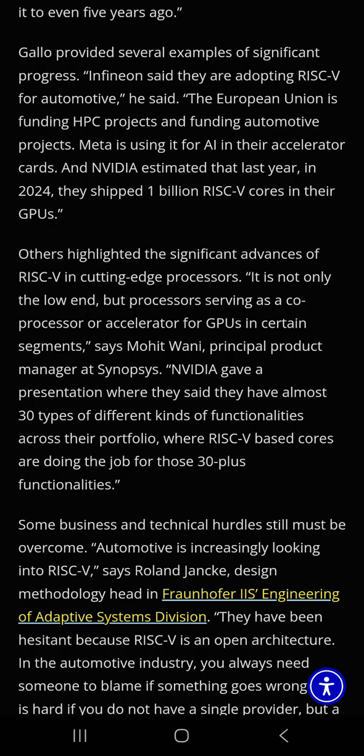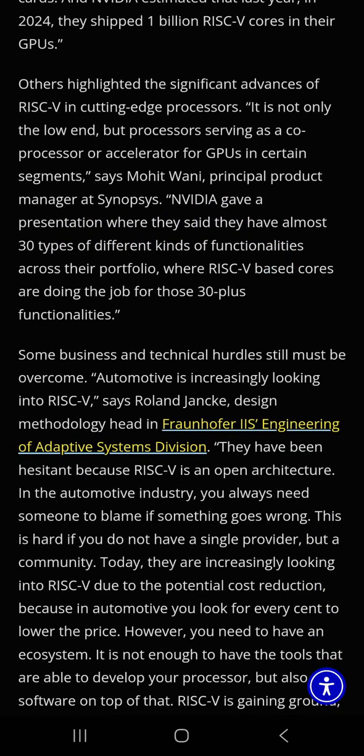Others highlighted the significant advances of RISC-V into cutting-edge processors. It's not only the low end, but processors serving as a coprocessor or accelerator for GPUs in certain segments, said Mohit Wani, principal product manager at Synopsys. NVIDIA gave a presentation where they said they have almost 30 different kinds of functionality across their portfolio, where RISC-V based cores are doing the job for those 30-plus functions.